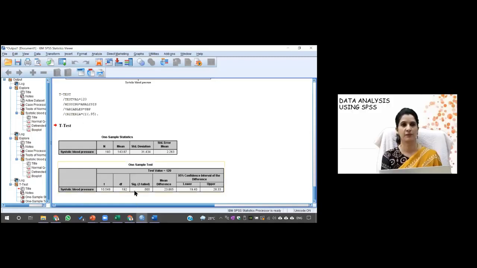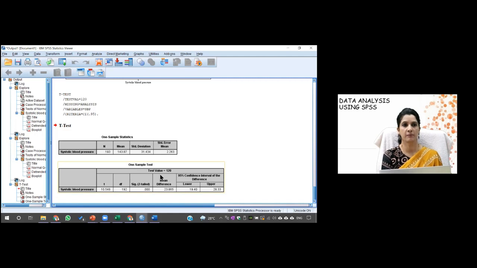So this was the degree of freedom. This is the significance two-tail. I hope all of you know what this two-tail is. It means my sample mean can be less than the hypothesized or known mean, or it can be more than the hypothesized or known mean, right? If I'm going both ways, I don't know whether it will be less or more, so I go with the two-tailed significance. And this is the mean difference.